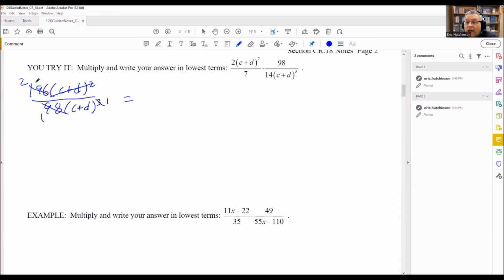Let's rewrite what we have. I have a 2, and that's all I have left on top because everything else got canceled. On the bottom, I have a 1, and then I have c plus d to the first power, and that would be it. That would be fully reduced.